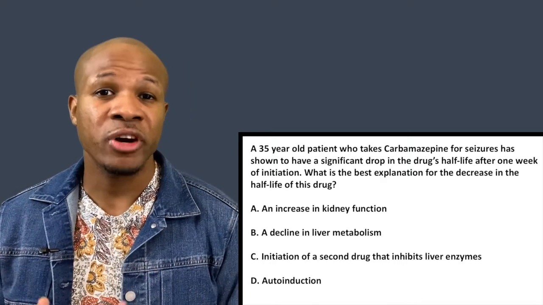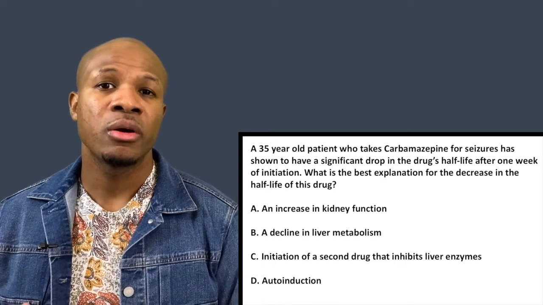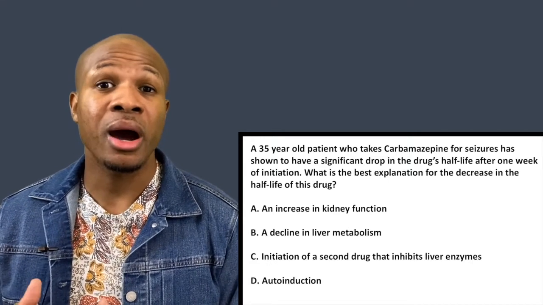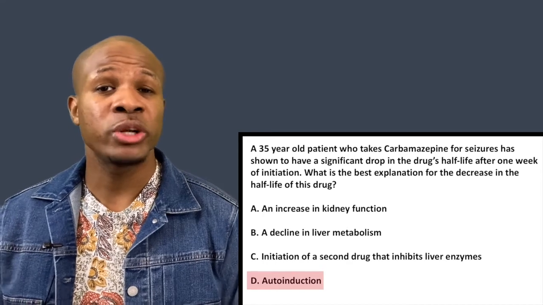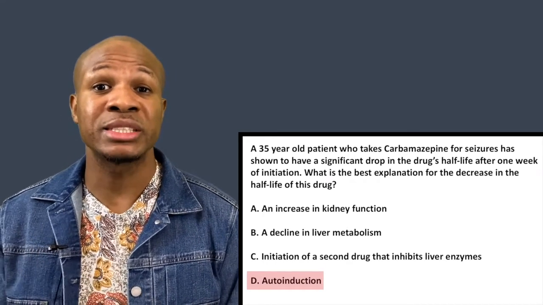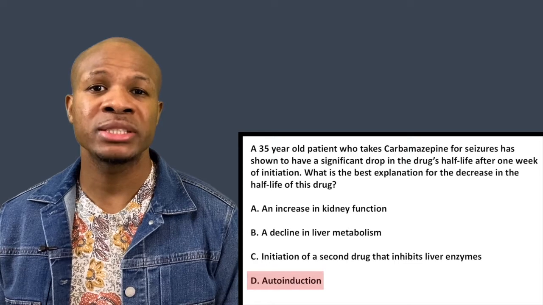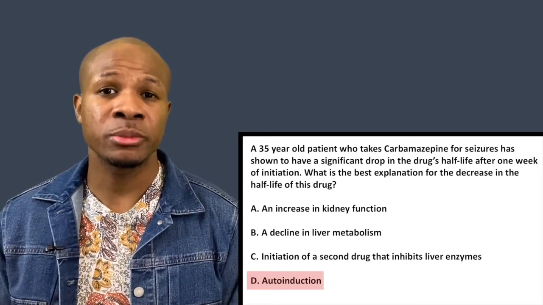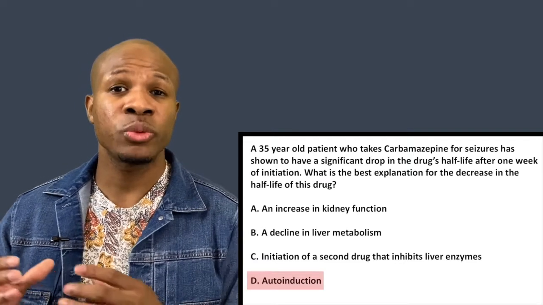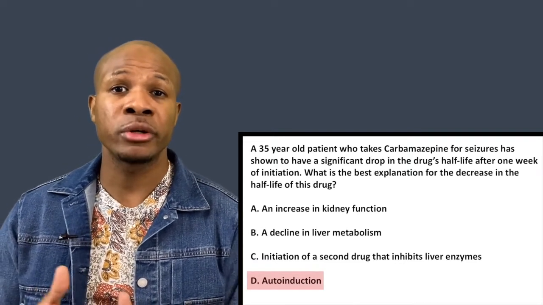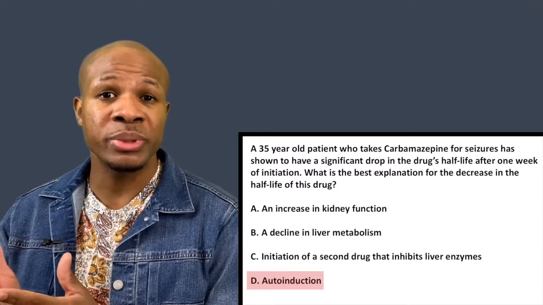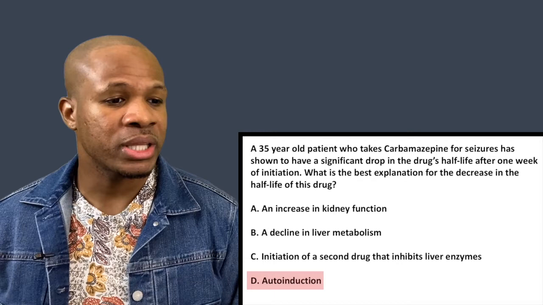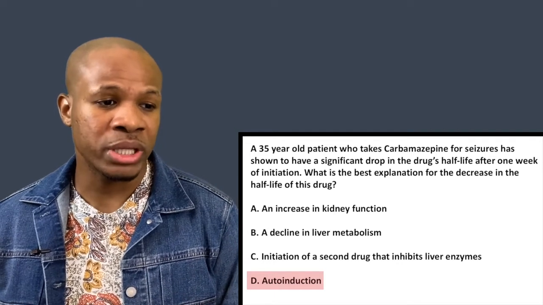Now this is definitely a pharmacy question where you have to be familiar with the fact that carbamazepine is a drug that is capable of undergoing autoinduction. Autoinduction is when a drug is able to stimulate its own metabolism. So carbamazepine is a drug that's able to trigger the liver to generate more enzyme that's responsible for metabolizing the drug. And this is why the half-life of this drug will decrease after a week of initiation. The drug is going to be eliminated faster and the half-life is going to decrease. So the correct answer is once again D, autoinduction.